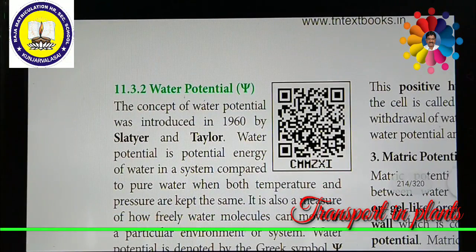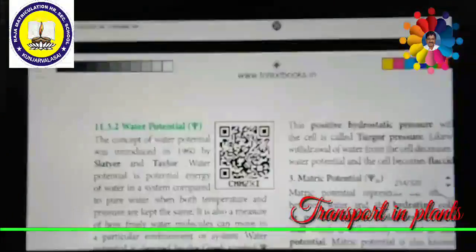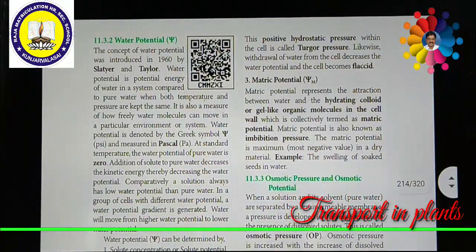Now we shall discuss what water potential is, little by little. The water potential concept was given by Slatyer and Taylor in the year 1968. It is indicated with the symbol psi, a Greek letter, and water potential is measured with the unit called Pascal.